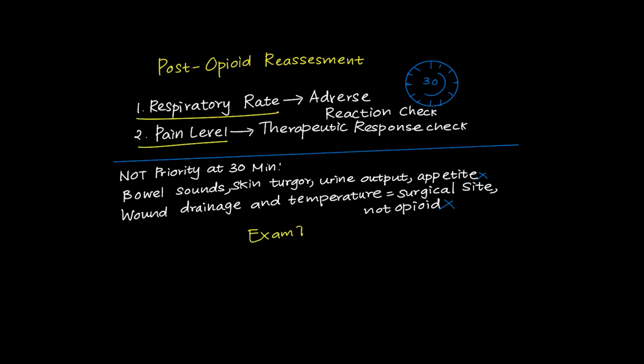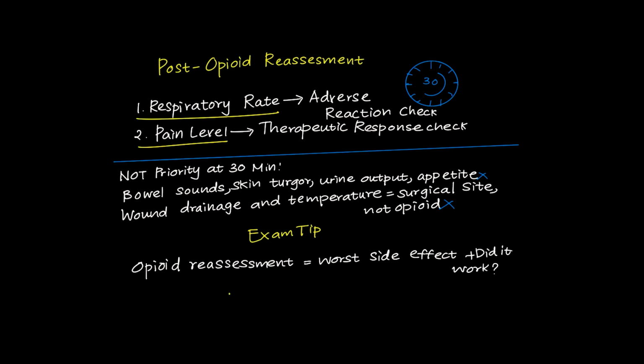Here's a WGU D455 exam tip for you. When a question asks about reassessment after an opioid, pair the most dangerous side effect with the therapeutic goal. That's respiratory rate plus pain level every time. Quick recall hook: opioid follow-up equals breathing plus pain.